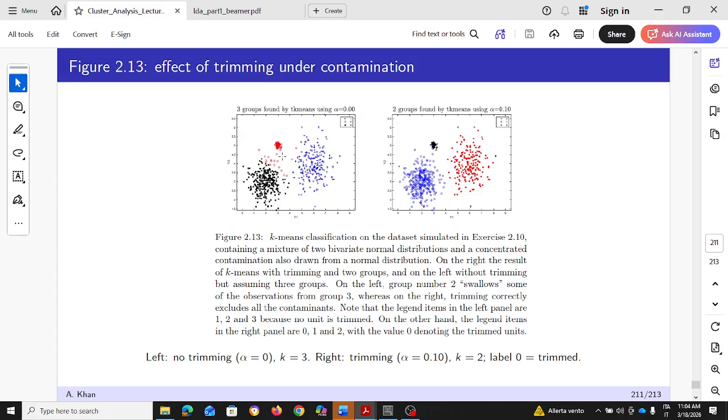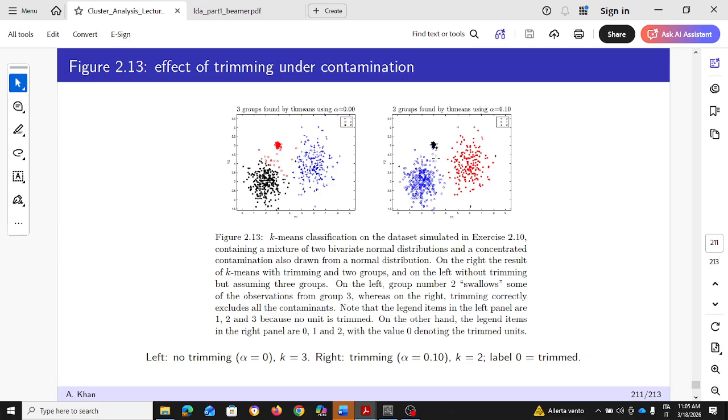So in this case, no trimming, alpha equal to 0, the contaminated part, if you closely look, it's kind of swallowing the group 1, okay? So it's swallowing some of the points and it's taking them. That's the problem of contaminated data. It can distort your clustering, okay?